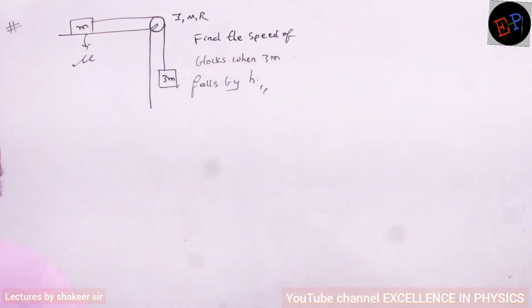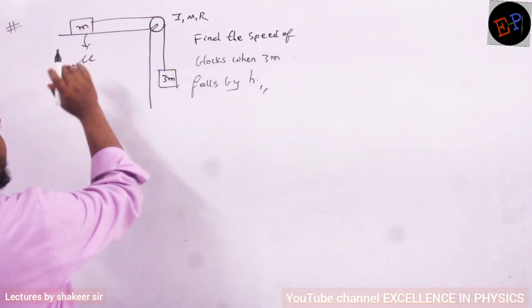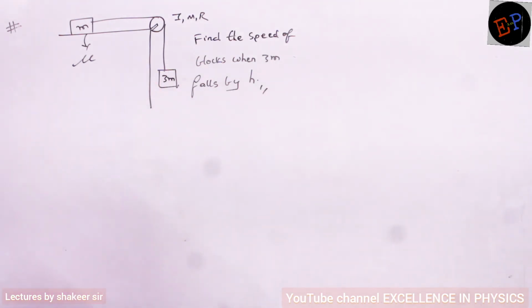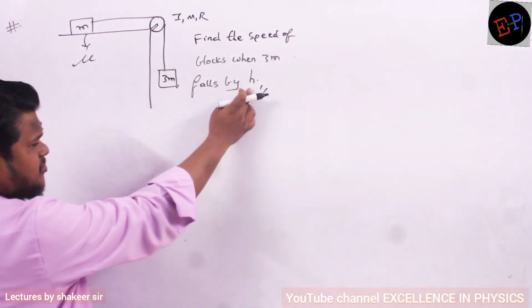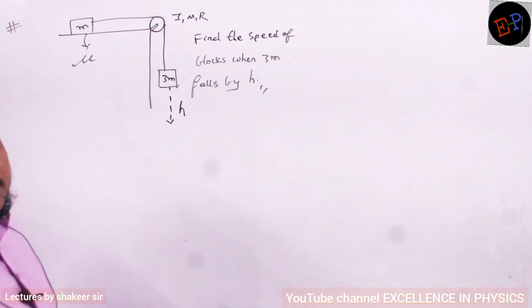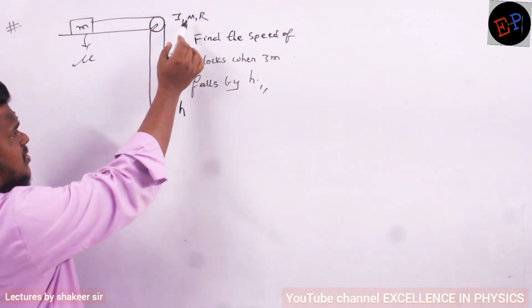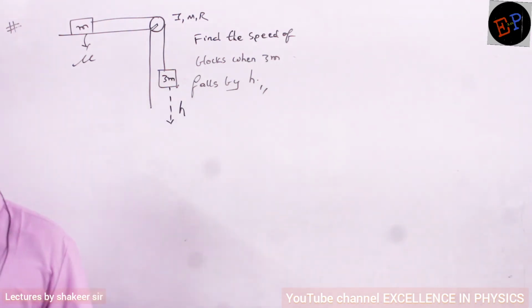So see, here this is a horizontal table, and there is friction between small m and this table. And 3m is the mass which is suspended from the other end of the rope. Clear now? Then by this time this mass falls down by a distance of h. Then what is the speed of these blocks that I am supposed to calculate? And this pulley is also rotating. The moment of inertia of the pulley is I, its mass is m, its radius is r. But moment of inertia is given, other quantities are not required, he just gave them.